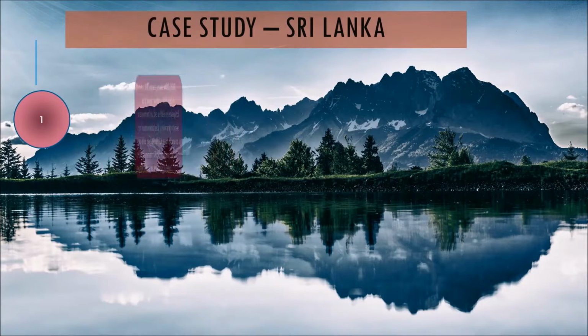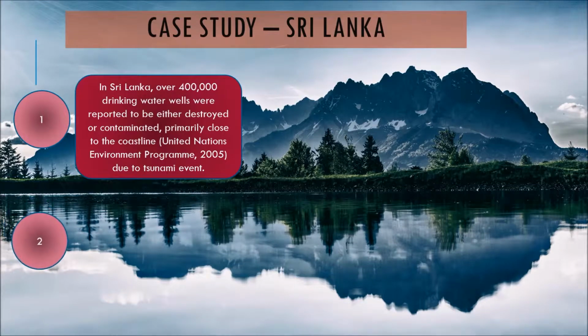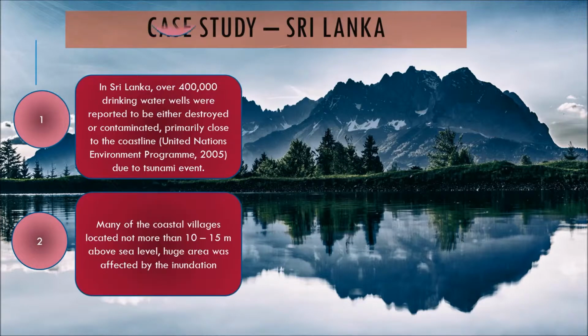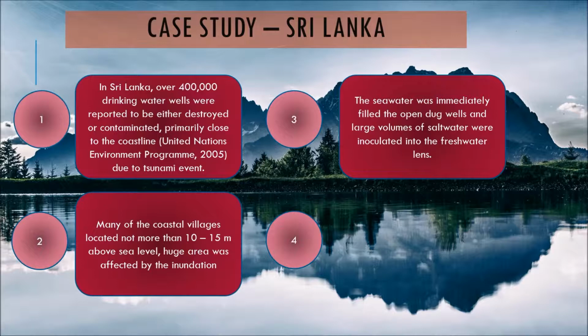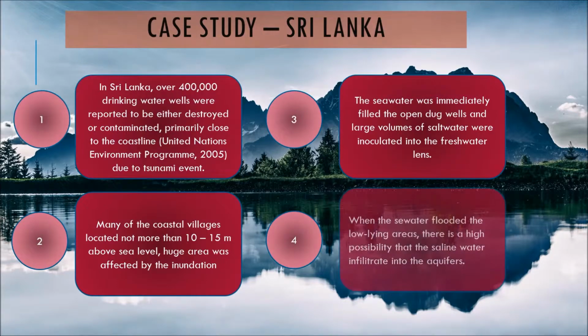Another case study is in Sri Lanka, where over 400,000 drinking water wells were reported to be either destroyed or contaminated, primarily close to the coastline due to the tsunami event. Many of the coastal villages are located not more than 10 to 15 meters above sea level, so a huge area was affected by the inundation. The seawater immediately filled the open dug wells and large volumes of salt water were introduced into the freshwater lands. When the seawater flooded the low-lying areas, there is a high possibility that the saline water infiltrated into the aquifer.